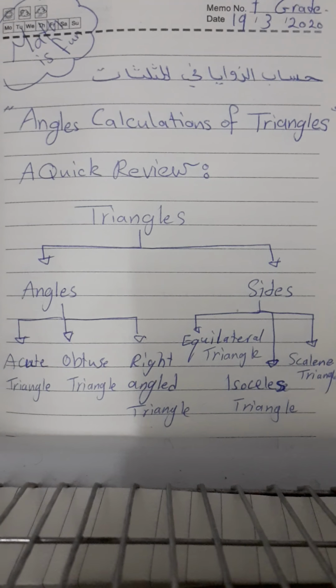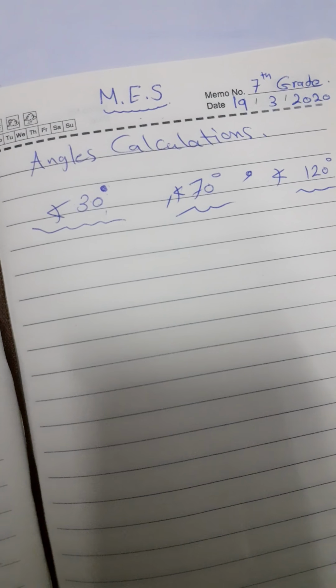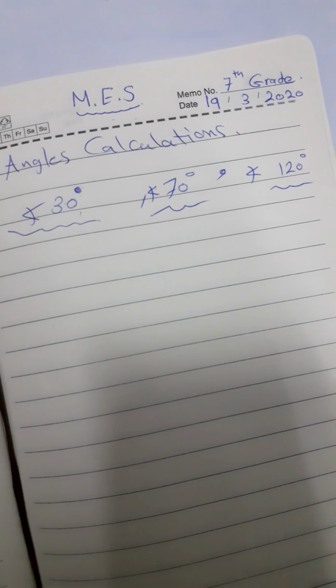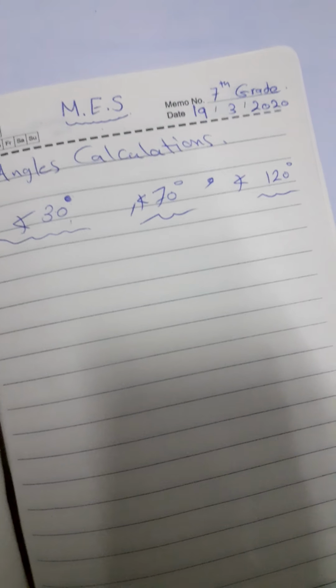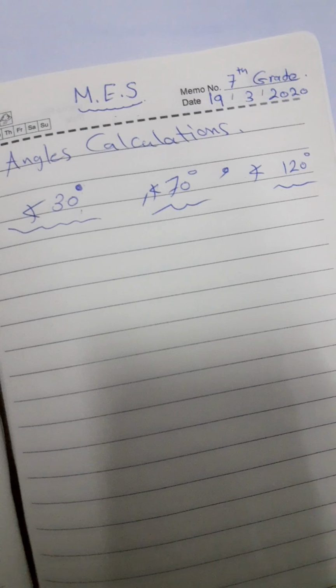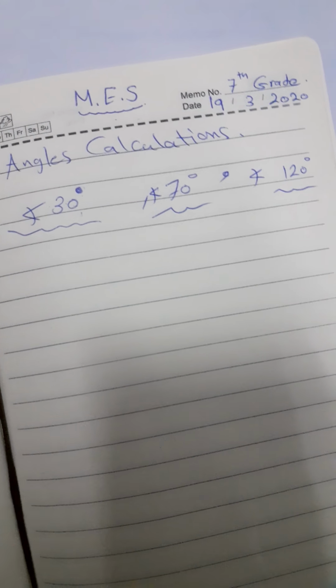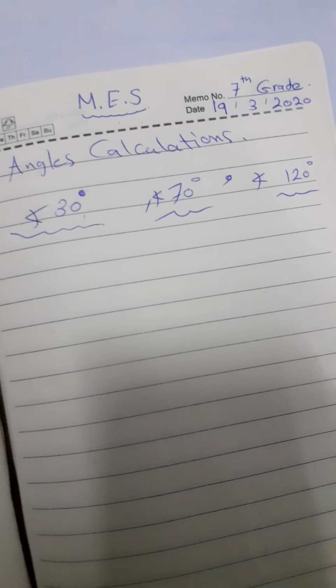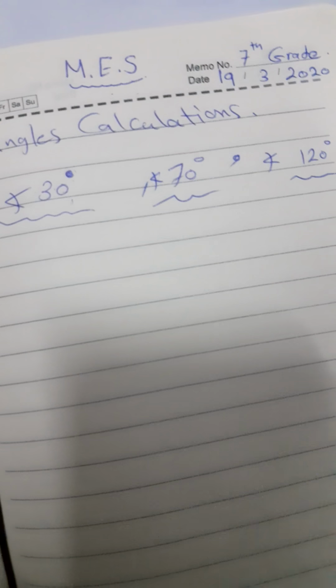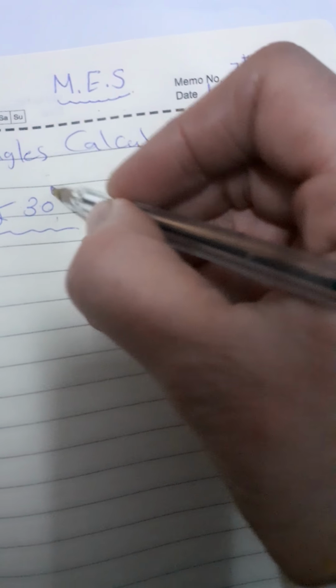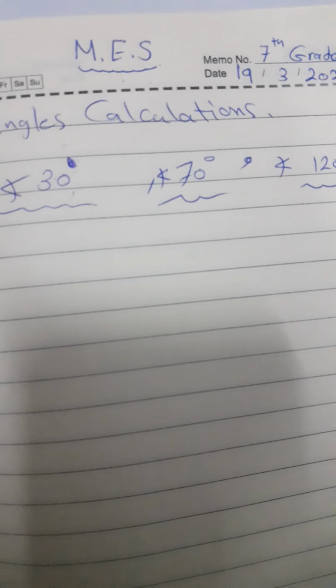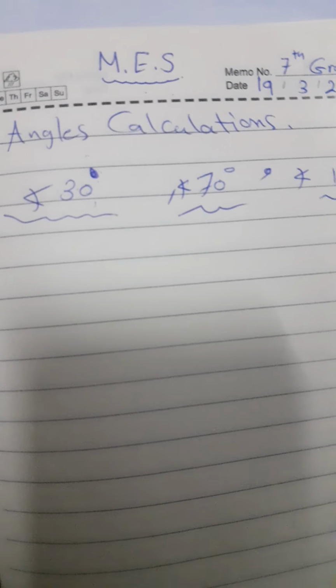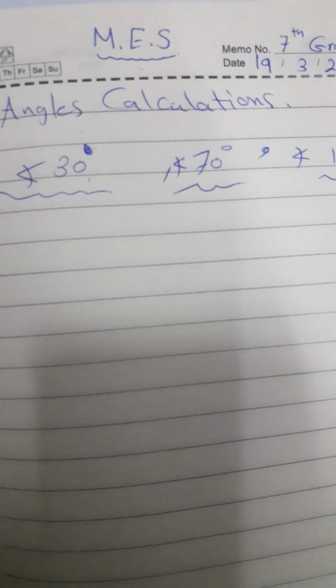Now let's move on to angles calculations in triangles. Let's learn one more thing which is really important about triangles, angles and degrees. We've learned that we can measure angles to see how big or small they are using a special unit called degrees, and this is the symbol of degrees, a small circle to the right of the measurement of the angle.